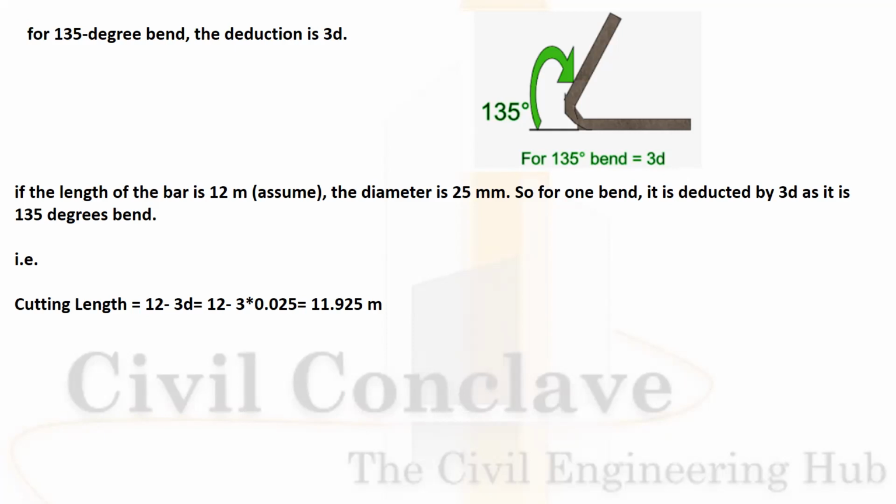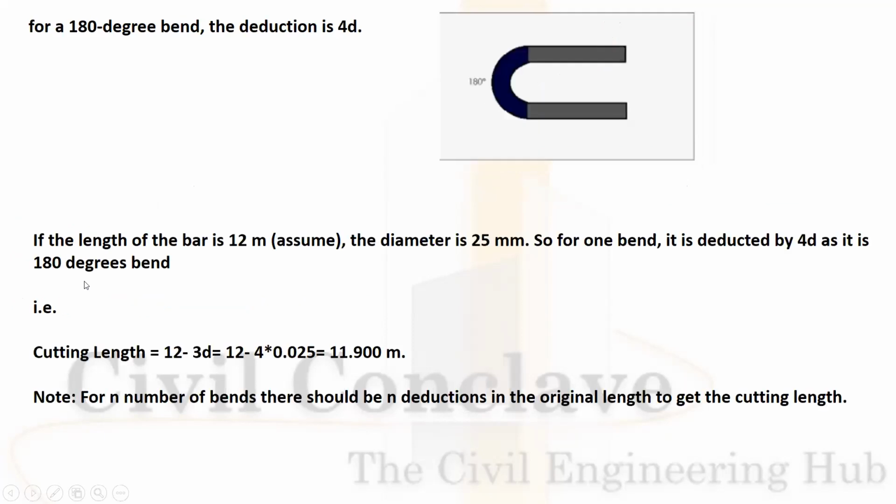For a 135-degree bend, let us assume the bar length is 12 meter and the dia is 25 mm. For one bend, we have to deduct 3D. So the length will be 12 meter minus 3 dia, that is 12 minus 3 into 0.025, which is 11.925 meter. For a 180-degree bend, it should be 4 dia of the bar. If the length of the bar is 12 meter, for one bend we deduct 4 dia. So the cutting length should be 12 minus 4D, that is 12 minus 4 into 0.025, which is 11.9 meter.